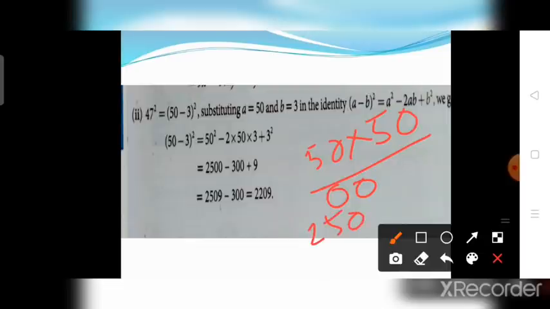50, how many times multiplied? 2 times. 50 into 50: 0 into 0 is 0, 0 into 5 is 0, 0 into 5 is 0, 5 5s are 25. Then the answer is equal to 2500. Do you understand? All added means 2500.